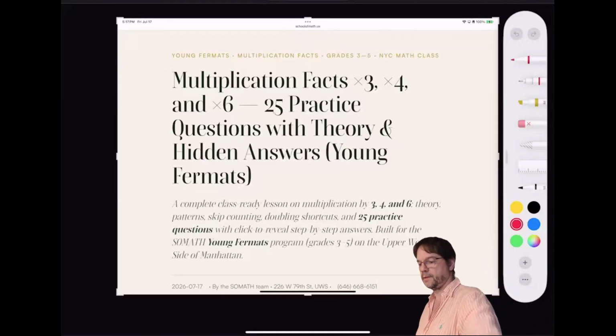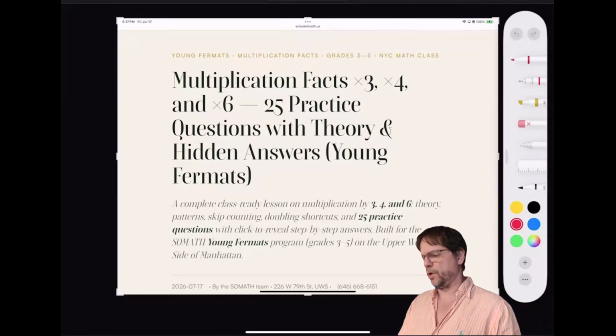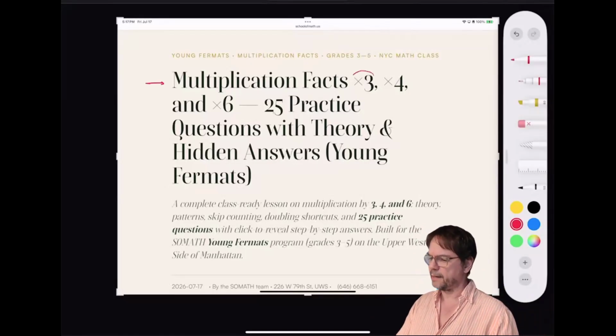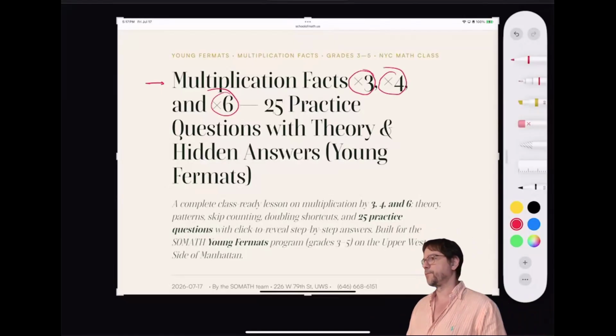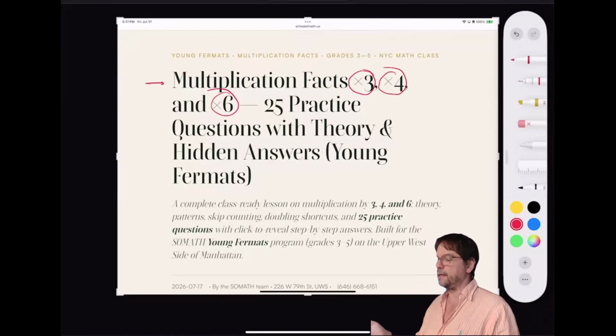Okay. We are in the second week of our 48 meetings. Today we go over multiplication facts: times 3, times 4, times 6. You know, I know this. Basic multiplication, the multiplication table. Any number times 3, any number times 4, any number times 6.